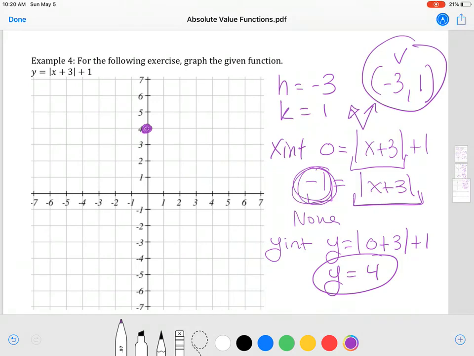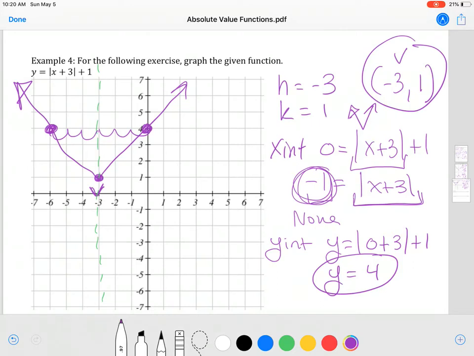My vertex, my point, is going to be at negative 3, 1. And this is a case where I don't have enough points to draw it right away. This is my vertex right here. So I'm going to think about my line of symmetry. So here's my dashed line of symmetry. If I come out 1, 2, 3 points this way, then I should come out 1, 2, 3 points this way. So I should also have the point negative 6, positive 4 on this graph to complete my graph.